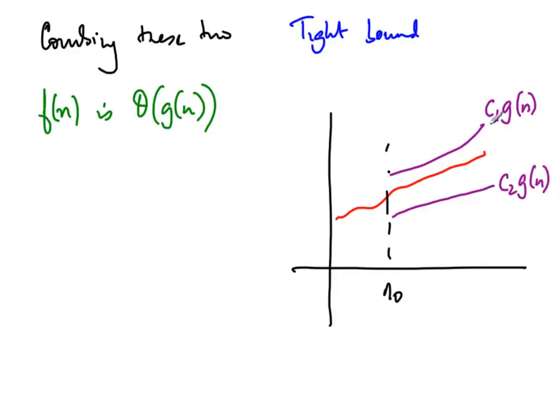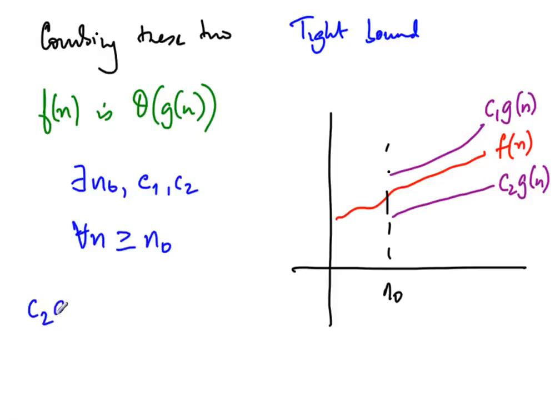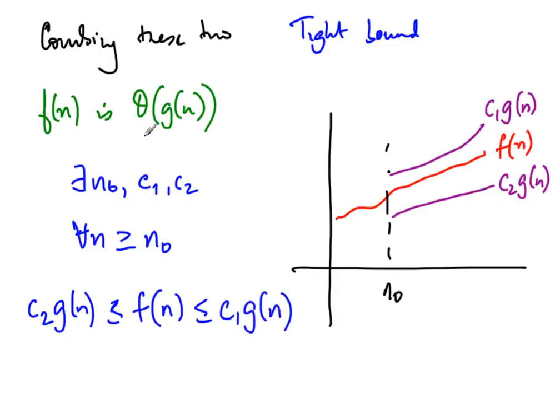So I have g of n, the same function, but I have two constants. c1 times g of n always lies above f of n, and c2 times g of n always lies below f of n. Right? To write it out in words, we say that there exists n0, and now there exist two constants, c1 and c2, such that for all n above n0, we have this c2 times g of n lies below f of n, so it is a lower bound, and f of n on the other hand is dominated by c1 times g of n. Right? So this says that these two functions are really of the same order of magnitude.